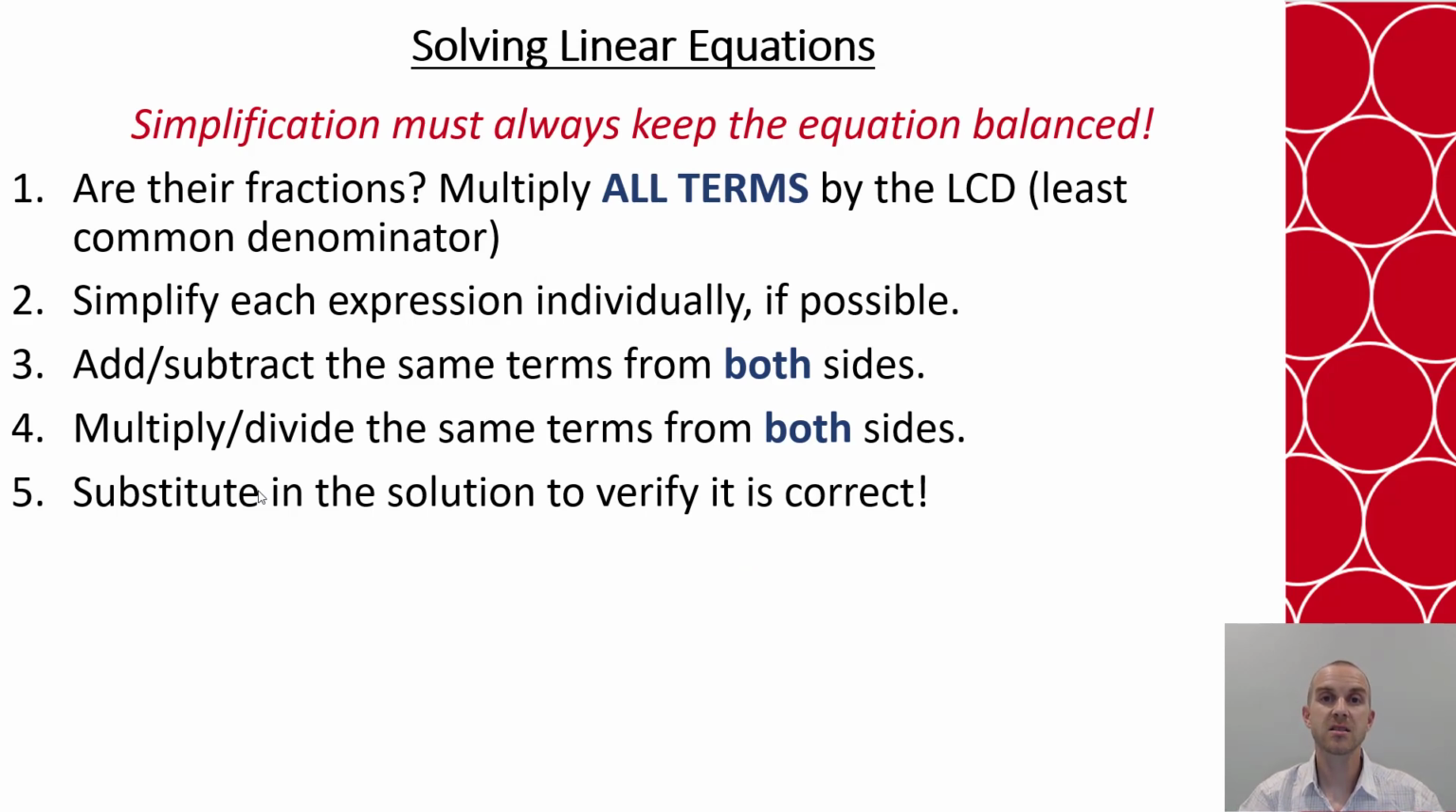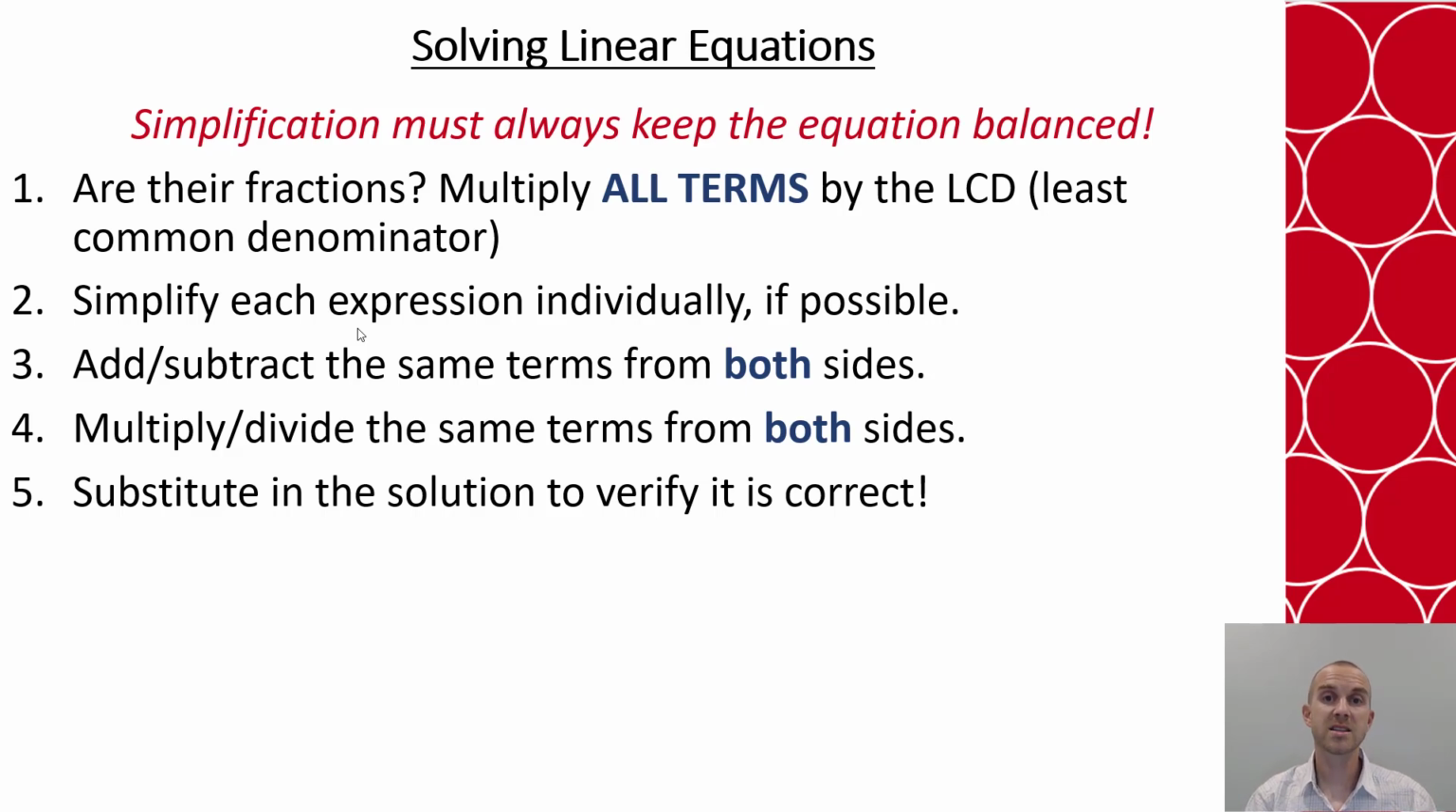So when we're solving linear equations, we want to make sure that as we simplify from one step to the next, our equation maintains balance. In other words, the equations are equivalent from one simplification to the next. As you do this, here are some general guidelines that can be helpful. First thing, if there's fractions, it may be easiest to multiply all the terms in the equation by the least common denominator. Then we can start to simplify each expression on the left-hand side and right-hand side individually, if it's necessary.